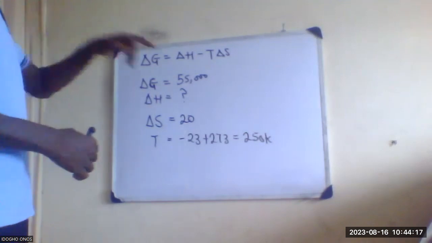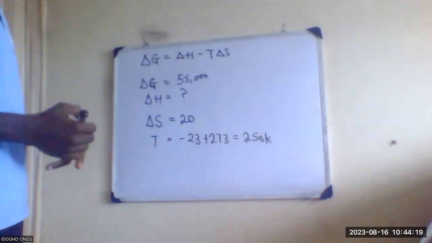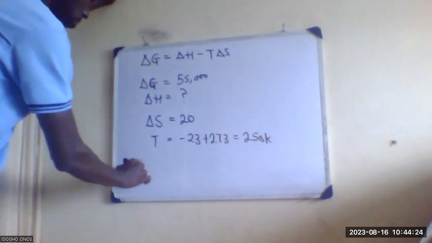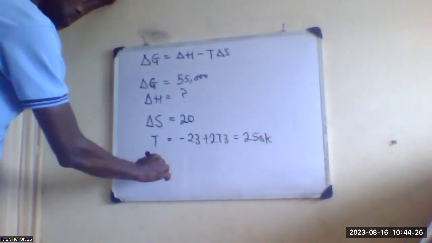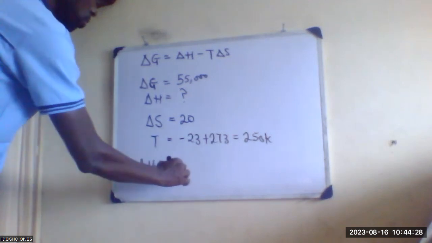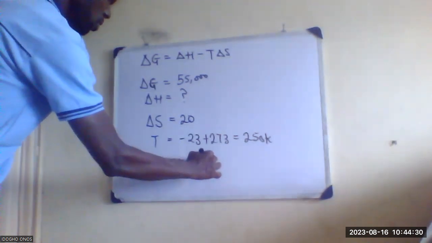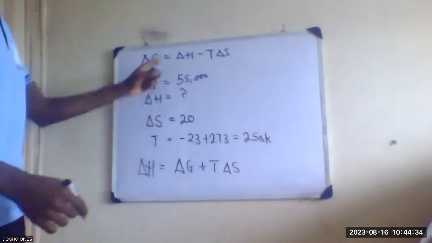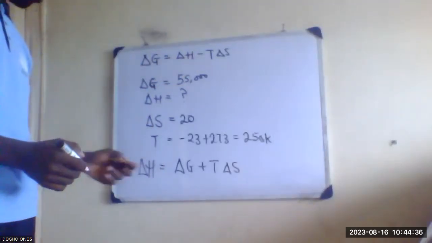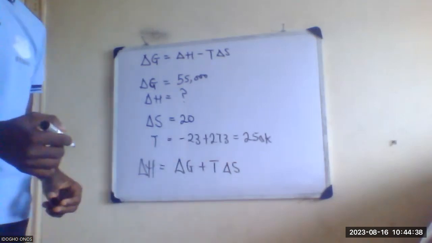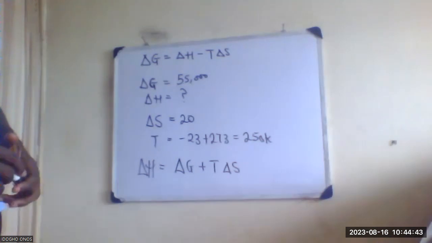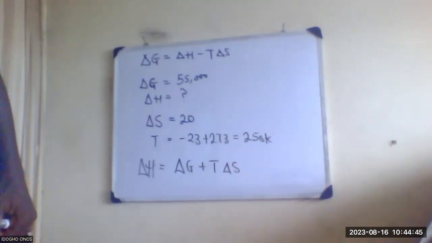So let's make ΔH the subject of the formula. That would be what? ΔH by subject of the formula will give me ΔG plus TΔS. If you still don't want to solve it like this, you can solve after you find H. You can use the formula directly to also get H. Whichever way you are okay with. Can we move on?